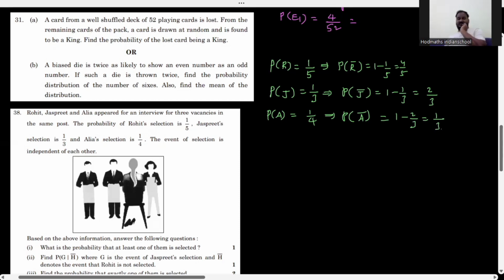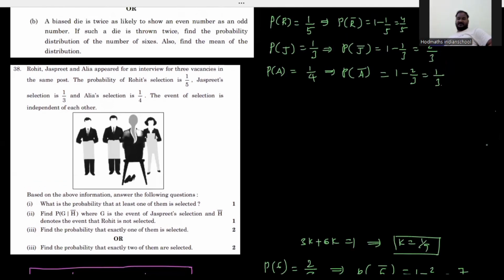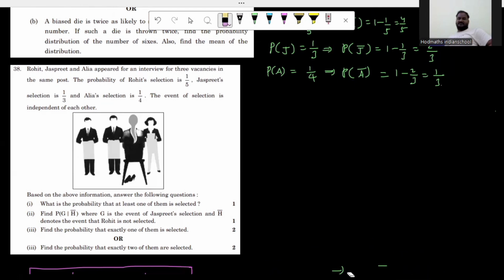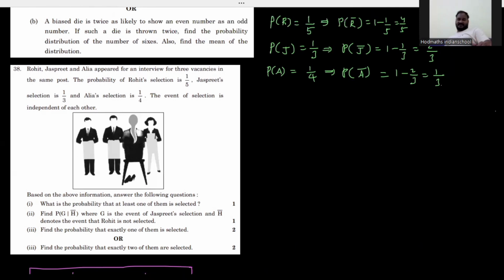After that, what is the problem given here? So this is the information required. And what is the first question given? First question: what is the probability that at least one of them is selected? What do you mean by at least one of them is selected? At least one means one or more than one will be selected.